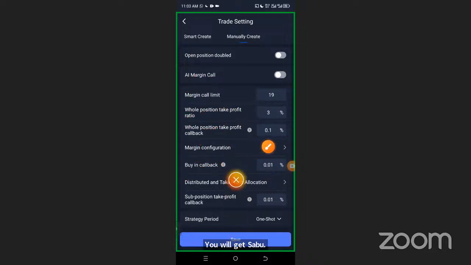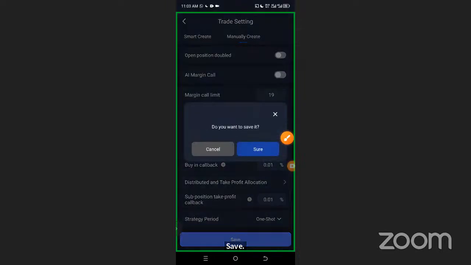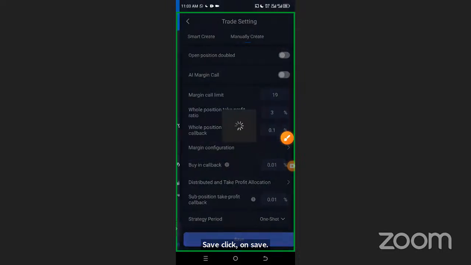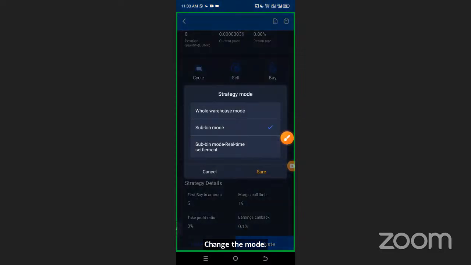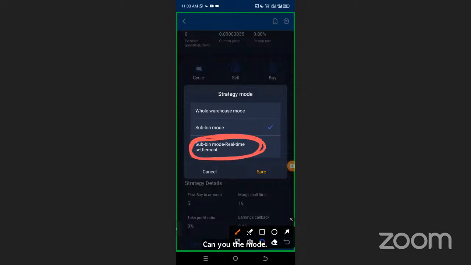So after that, click on save. Then change the mode. Come here. Change the mode to sub-bin mode, real-time settlement.